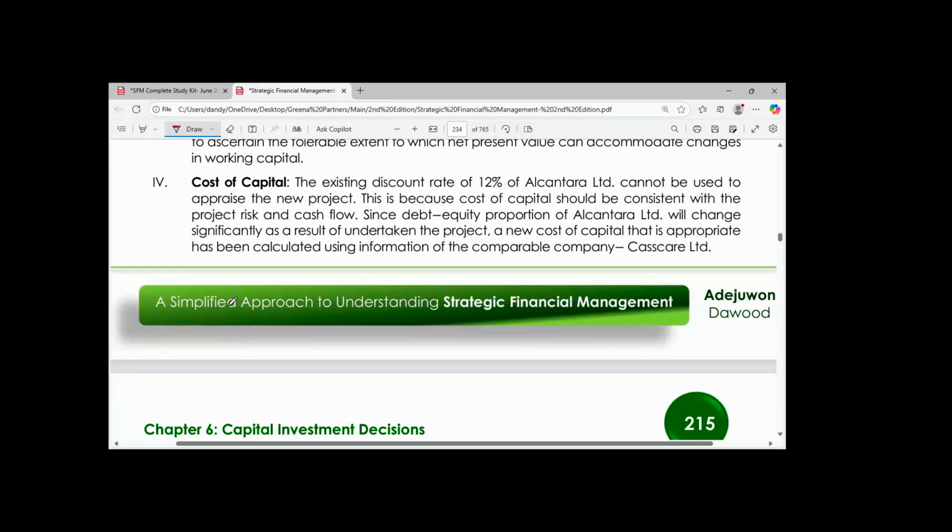What do you mean by cost of capital? The existing discount rate of 12% of Alcantara Limited cannot be used to appraise the new project. This is because cost of capital should be consistent with the project risk and the cash flow. Since the debt equity proportion of Alcantara Limited will change significantly as a result of undertaking the project, a new cost of capital that is appropriate has been calculated using information of the comparable company, that is Cascale Limited. Cascale is the proxy company. So that's our assumption on the cost of capital.